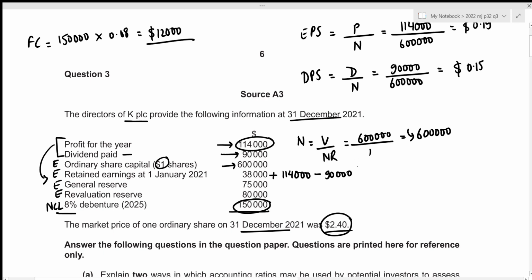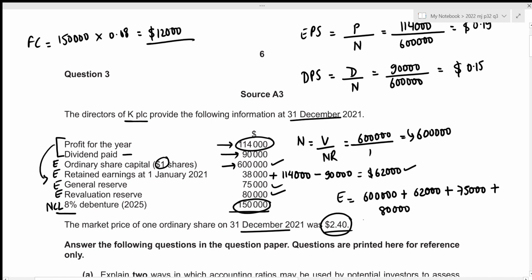Now this results in our retained earnings having the value of 62,000. Okay, so the total equity is just going to be the ordinary share of 600,000 plus our retained earnings of 62,000 plus the general reserve of 75,000 as well as our revaluation reserve of 80,000. And this results in the total equity value being 817,000. Let's substitute this as well as the non-current liabilities of 150,000.